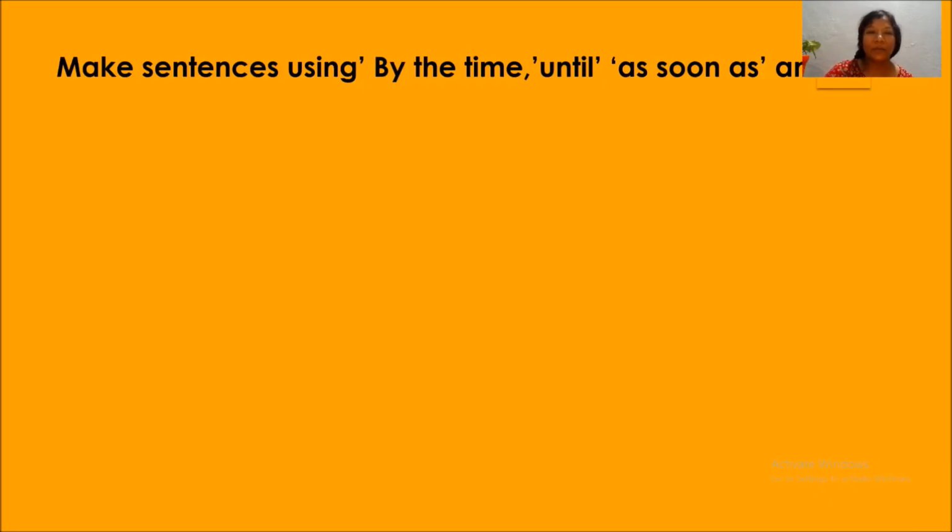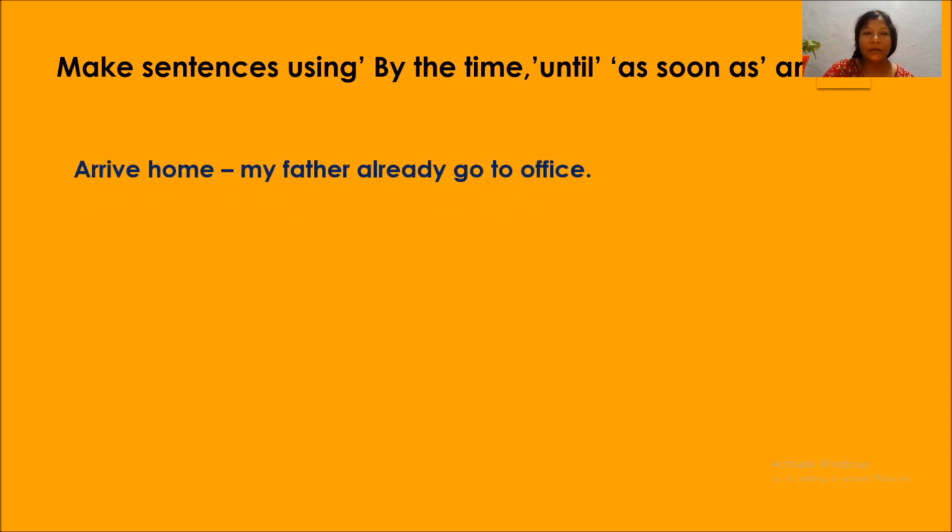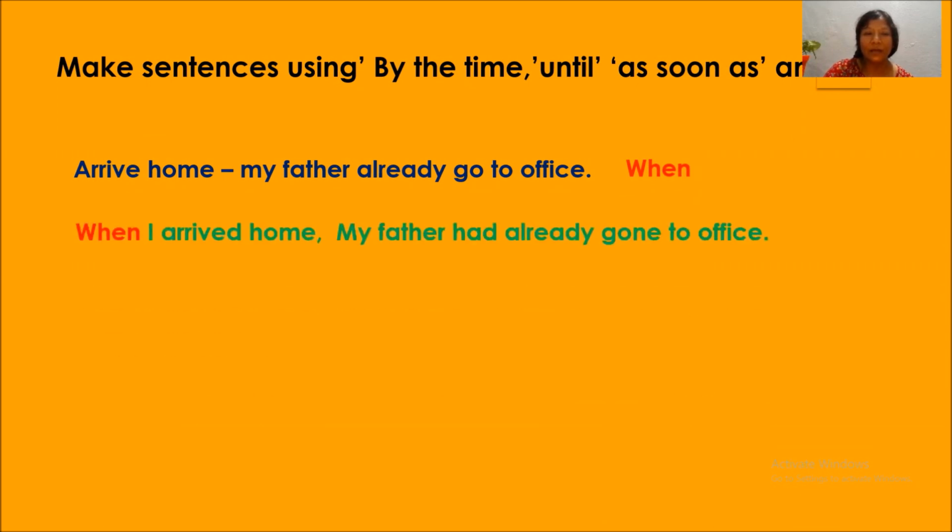Next example. Make sentences using by the time, until, as soon as. Now try to make a sentence using by the time, until, and as soon as. Reach home. My father already go to office. When I arrived home, my father had already gone to office. Okay, when with past perfect, another sentence, past had plus PP, past participle.